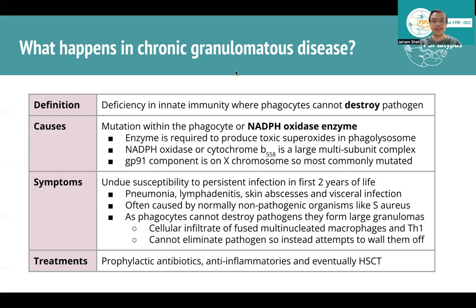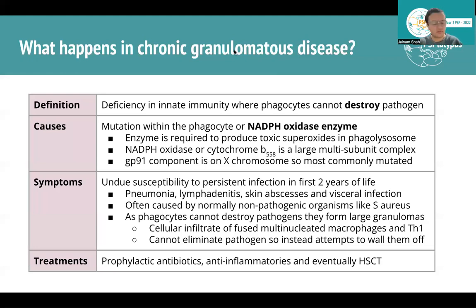So it's a deficiency with innate immunity. We're going to focus mainly on innate for the time being, where phagocytes cannot destroy pathogens. So yes, they might be able to actually consume them, but when it comes to destroying the pathogen, they're not able to. And the reason why is they have a mutation within a phagocyte enzyme known as the NADPH oxidase enzyme. It's used to produce toxic superoxides in the phagolysosome. When the phagocyte and the lysosome combine together to digest the pathogen, it's not able to produce the enzymes that are actually going to be able to destroy it.